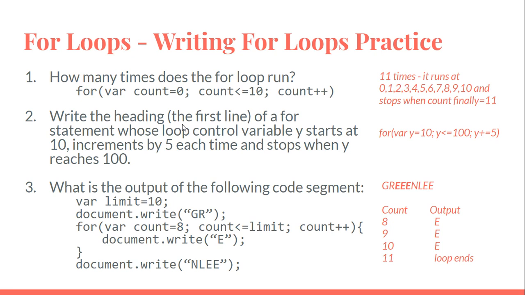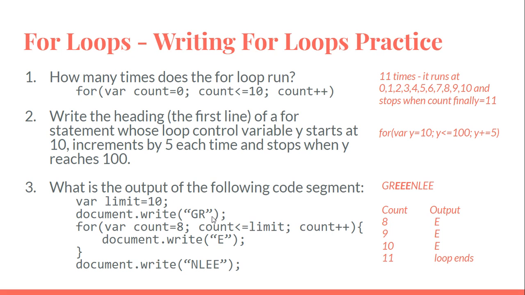Second one, write the heading of a for statement whose loop control variable y starts at 10, increments by 5, and stops when it reaches 100. That's for var y equals 10. As long as y is less than or equal to 100, y plus equals 5.